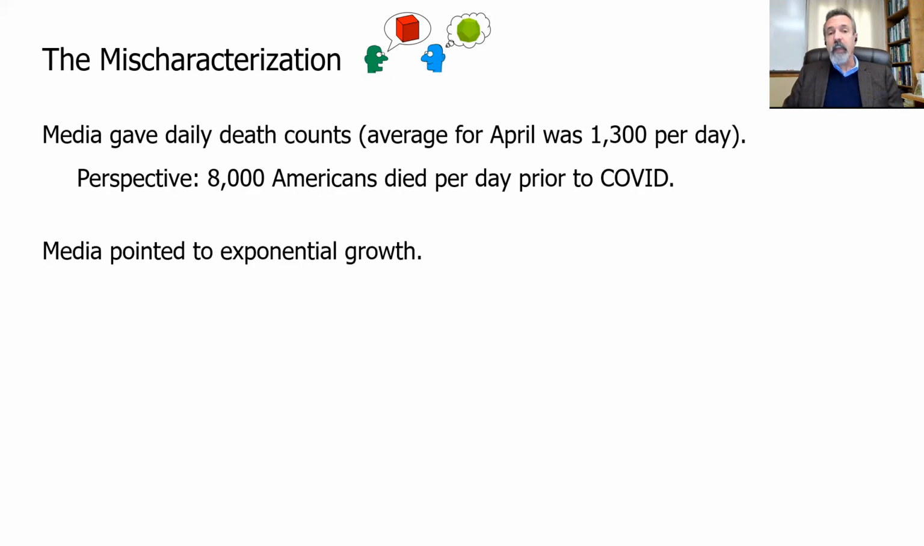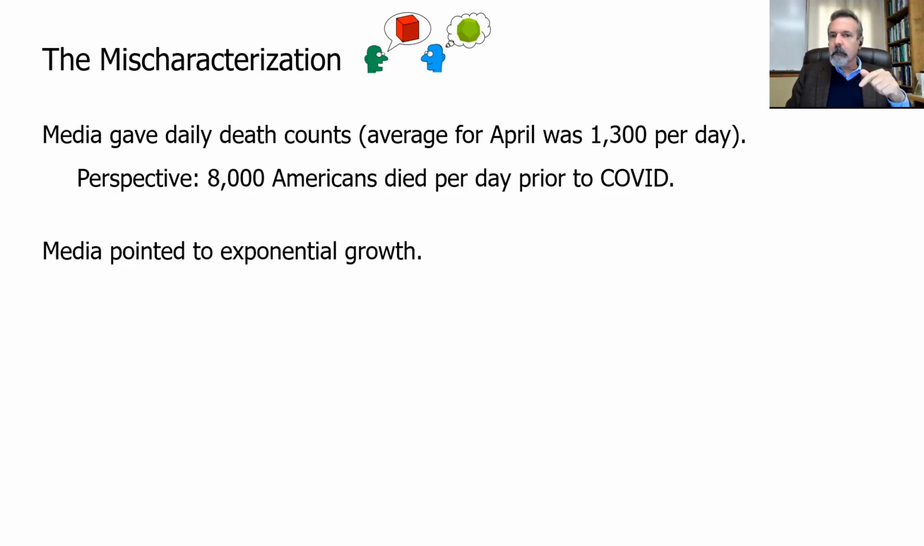Also, the media pointed to exponential growth. As the number of cases grew, as the number of deaths grew, they'd show pictures and they would show this exponential growth of the number of deaths, the number of cases, and people see that and they wig out, because you see this exponential growth and you think to yourself, oh my God, if this keeps on, in a month, everybody's going to have COVID. In 6 months, everybody's going to be dead of COVID.